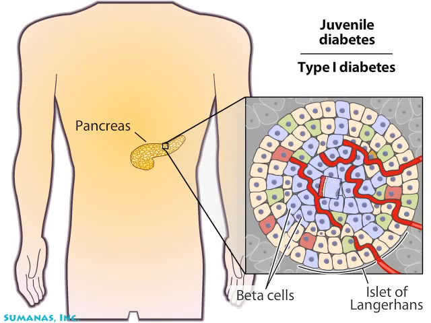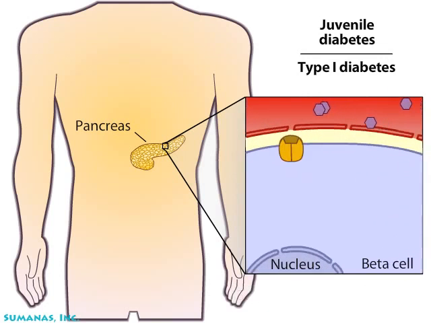Beta cells function in the following way. After a meal, glucose increases in the bloodstream. Beta cells detect this glucose and release insulin into the bloodstream. Insulin then circulates throughout the body.